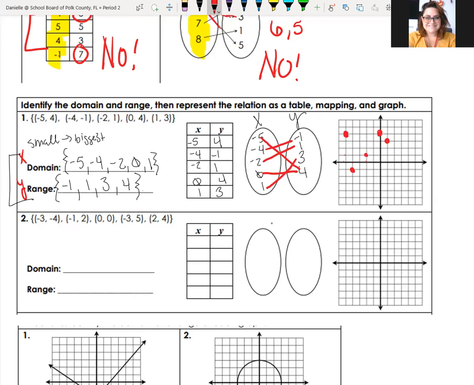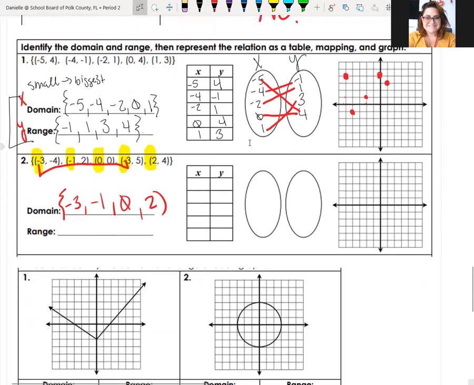Now we're not going to do all of this second one, but I do want to point out when I'm looking at my domain, I notice, again, there are 2 -3s, which means this will not be a function. And the way we're going to write it is similar to the last one, smallest to biggest.